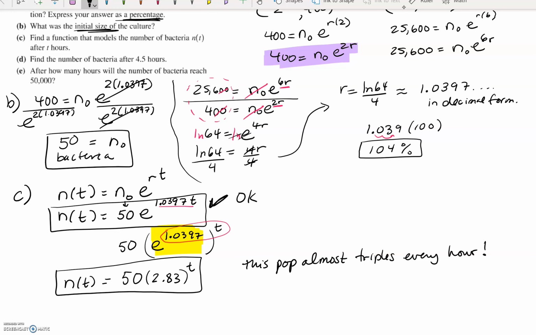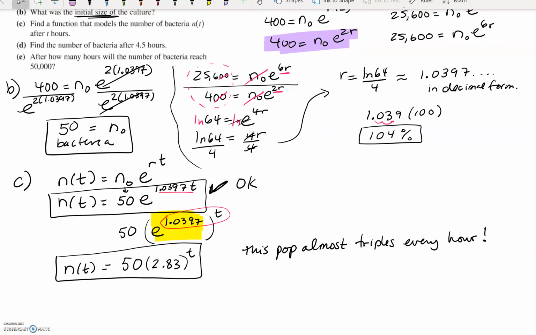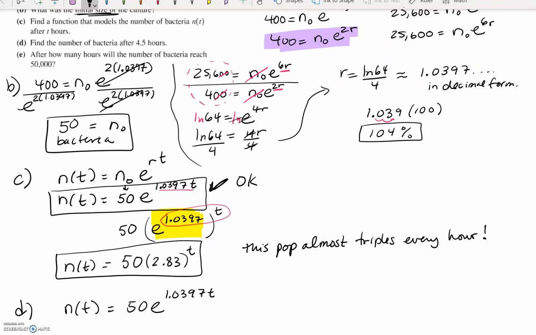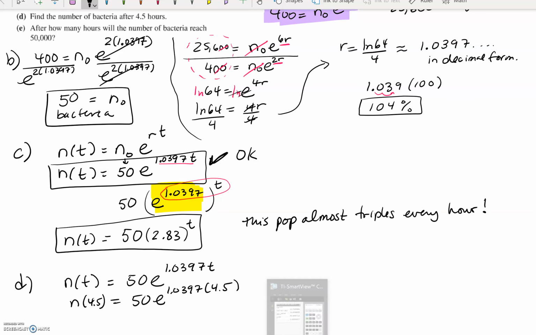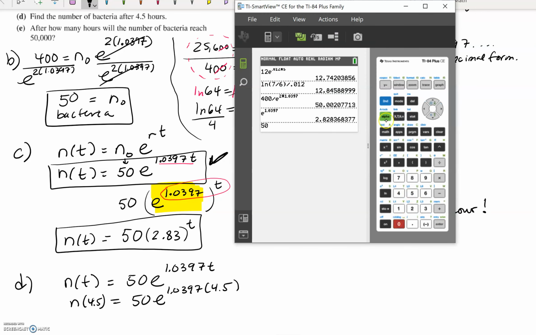Part D says, find the number of bacteria after 4.5 hours. Well, we can use the one we found in terms of our relative growth rate and just plug in 4.5 hours. If I plugged 4.5 hours into the other one that I made up, I would get the same answer. So that's going to give me 50 e to the 1.0397, put in a 4.5 for your time. Let's punch that in: 50 e to the 1.0397 times 4.5.